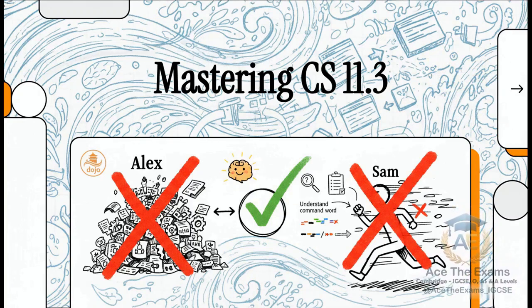I've analyzed both of their papers, and let me tell you, the red pen marks from the examiners are just everywhere. It's a bloodbath. But today we are going to transform those red marks into green check marks. We're going to decode exactly how the examiner's mind works.